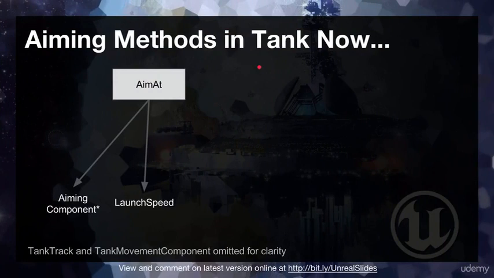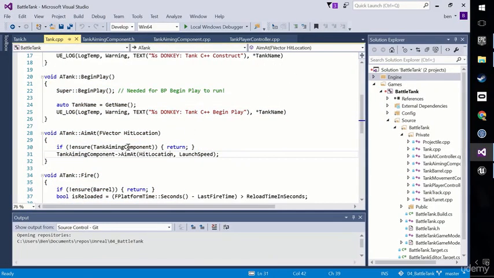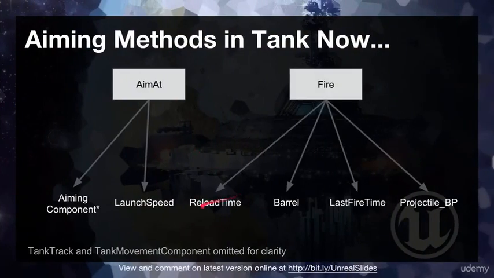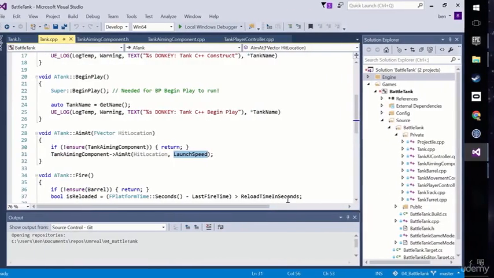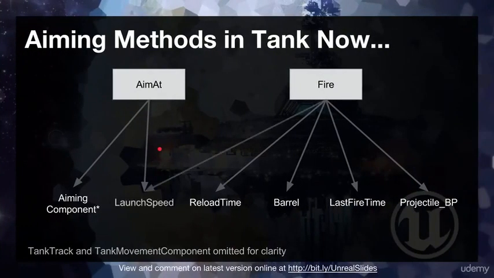It requires or depends upon the aiming component pointer and the launch speed. They are the member variables that this AMAT uses. There you go, the aiming component and the launch speed. Fine. How about fire? Well, the fire method uses all these things: the reload time, barrel, last fire time, etc. Let's take a look. Oh, they're all in here. Okay, so what's quite interesting though is that they both use the launch speed.